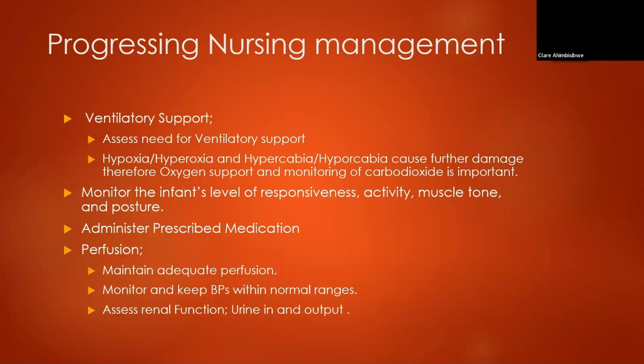Also, for poor perfusion, the baby was put on stockings to manage the cold extremities and warm the extremities. So in our progressing nursing management on day 2, the baby's respiratory support needed ventilator support. So the baby was put on a mechanical ventilator. We kept further assessment for hypoxia, and our SpO2 ranges were in the normal ranges. So the baby was maintained on mechanical ventilation.